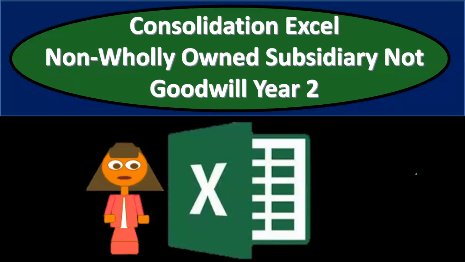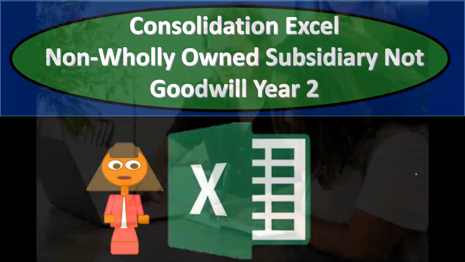So we had one full year pass. The purchase took place in January. We had one entire year, then the second entire year took place. Now we're going to be performing the consolidation at the end of that second year.